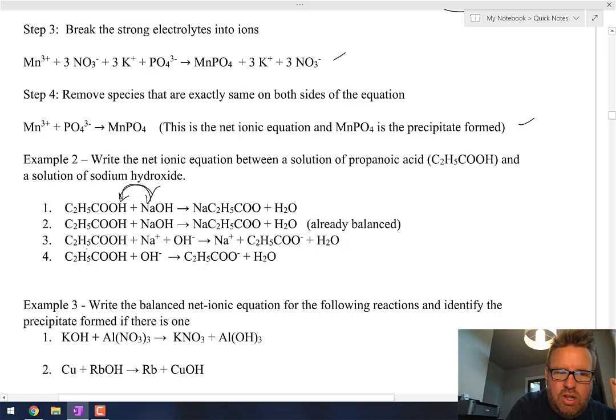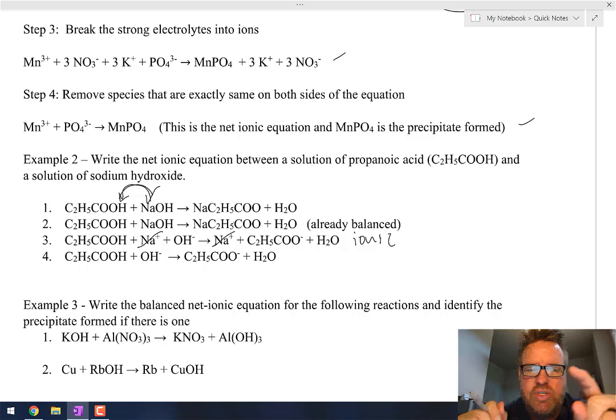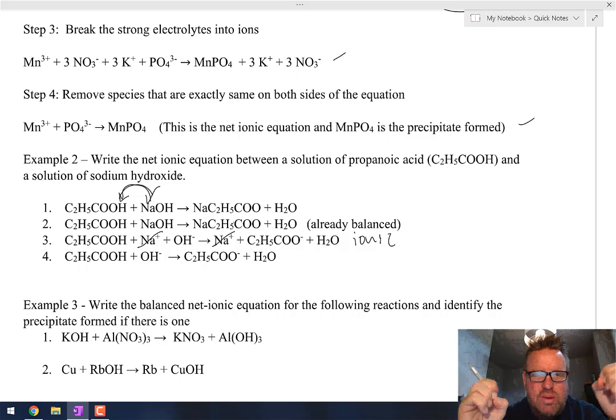Okay, and now we look here at our ionic. Remember, this is our ionic one here. And we go, oh, yep, sodium plus, sodium plus. What if one side's sodium and one side's sodium plus? Do they cancel? No, they do not. And that's why those charges are really, really important. Every time you break something apart, you're going to end up with a positive charge and a negative charge.